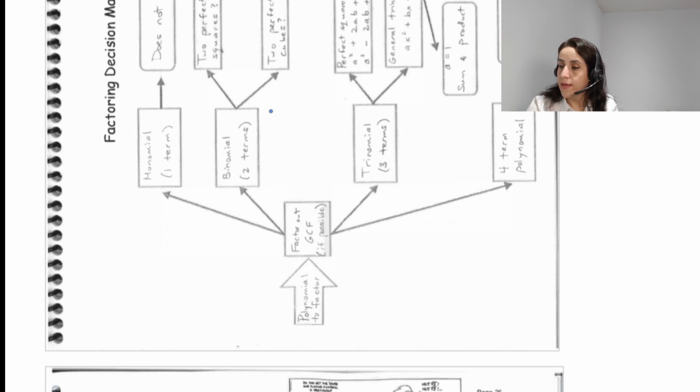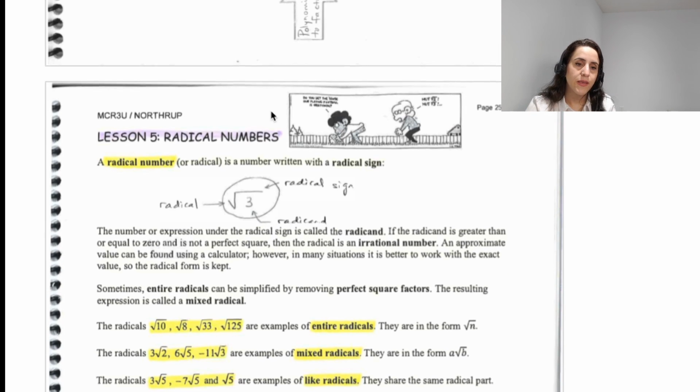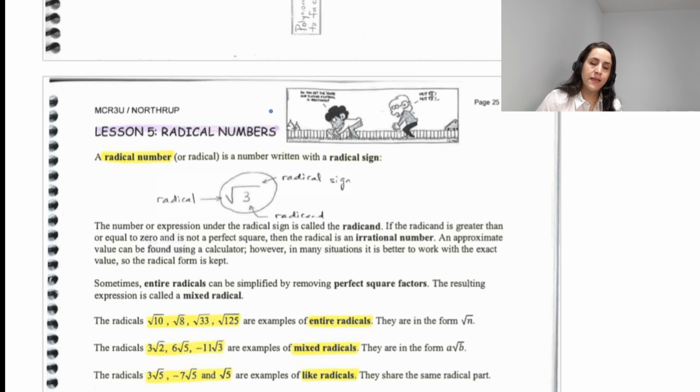Okay, now we are going to the radical numbers. The radical sign is what we may have said or seen before, and maybe we called it the square root. Technically it is not a square root, it is a radical sign. We name it a square root because there is a hidden 2 here. The index is 2 here.